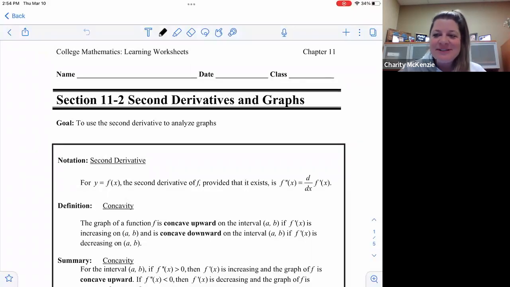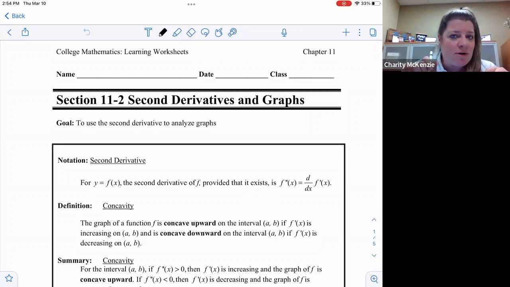Well, hello. This video is going to help with 11.2, which is second derivative and graph. So what is the second derivative? It is the derivative of the derivative. So we know the derivative can be set equal to 0 and find critical values. We know that we could then use those critical values on a sign chart and find where it's increasing and decreasing the original function based on that derivative.